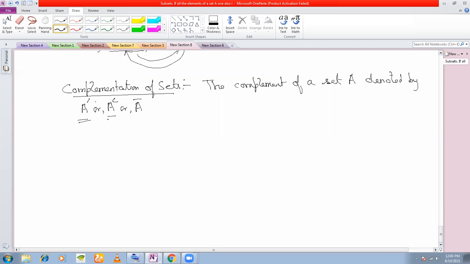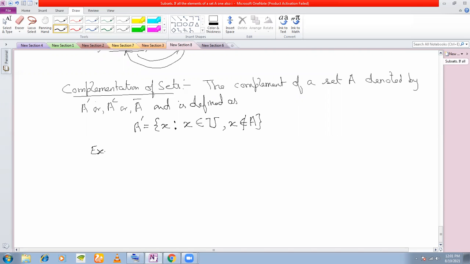In probability, when we are talking about sets, we write it as A superscripted C. But in sets, we denote it by A complement. It is denoted by any of these three. The complement of a set is denoted by A complement, and is defined as A complement is equal to X such that X belongs to the universal set and X does not belong to A.